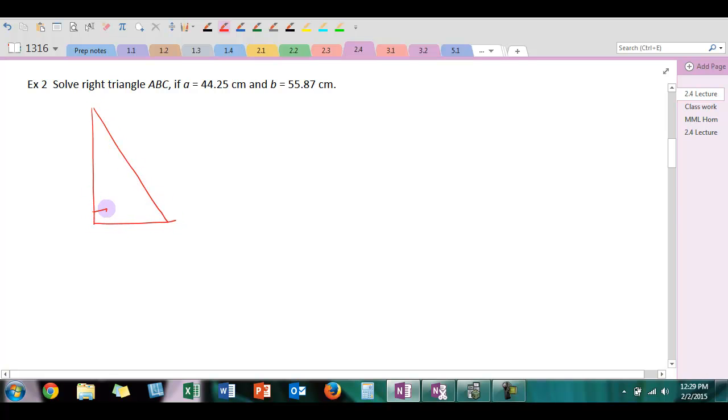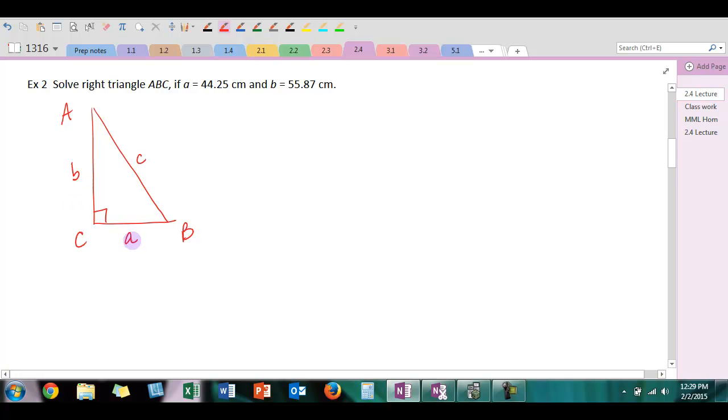I'm going to label the angle here. I'm going to call that angle C. Therefore, the hypotenuse would be little c. And I'll just call the top angle A and the bottom angle B. So across from angle A would be side A, and across from angle B would be side B.